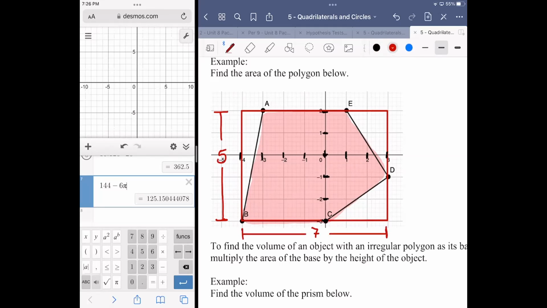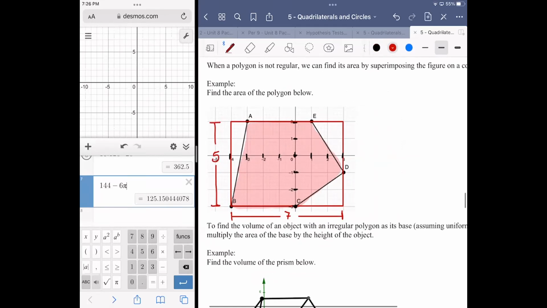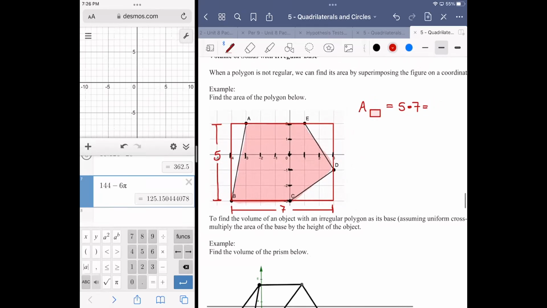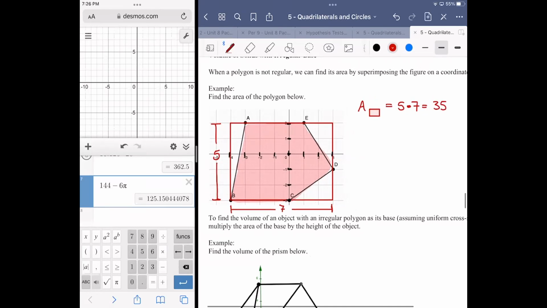So this would be what we call an overestimate. The area of the rectangle, we'll call it a rectangle, would be 5 times 7. That's going to be way more than I would need in terms of total area. 35 square units.